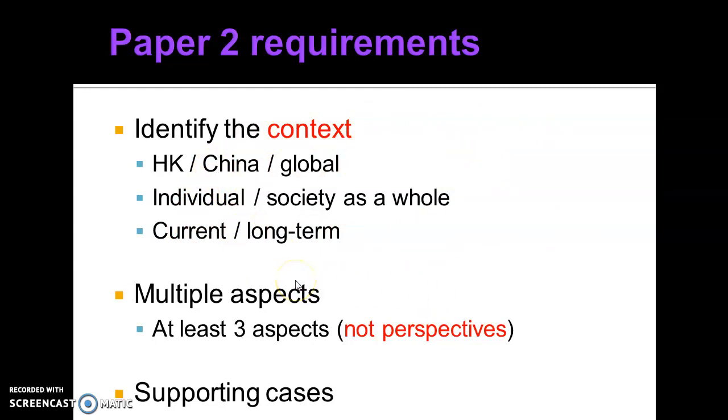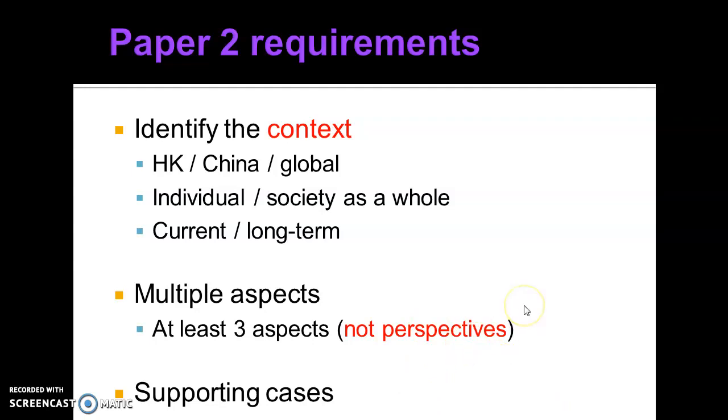And second, your answer must be from multiple aspects. Remember, look at the wording here: multiple aspects. This is different from perspective. We are talking about arguments in different areas. We are not counting the number of paragraphs that you have. We are counting the number of aspects that you provide. You may write 5 or 6 or 127 paragraphs on the same aspect, but we only count it as one. So remember, if you want to get a reasonable score, the basic requirement is at least 3 aspects. And finally, you need to give your supporting case.